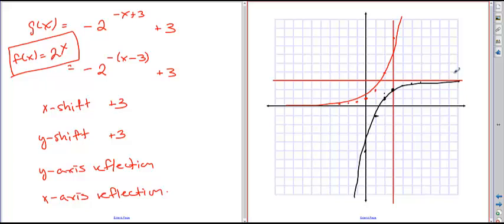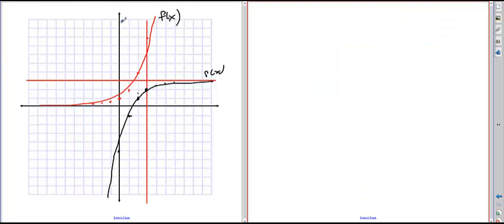So this is our g of x, and this is our f of x. Okay, you'll get some more practice in homework of all those particular variations. I'm going to do one more, which is just to show you how stretching works.